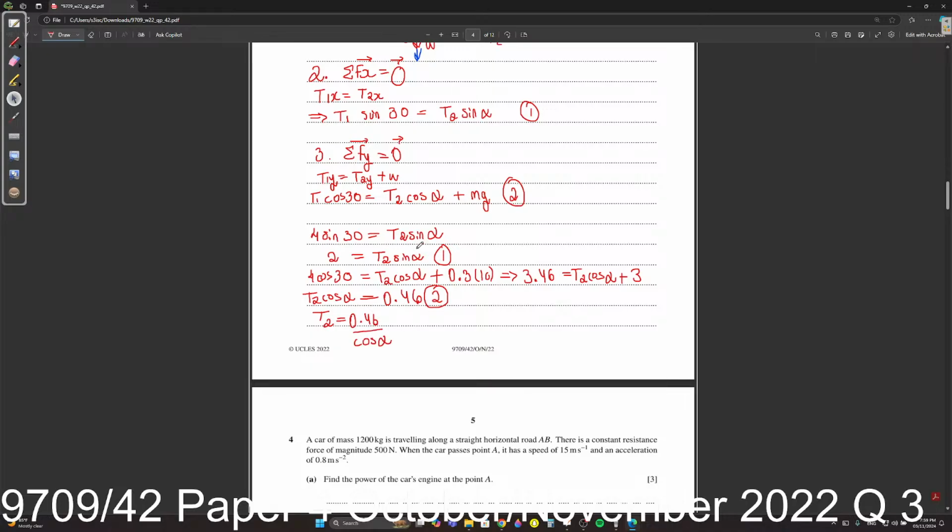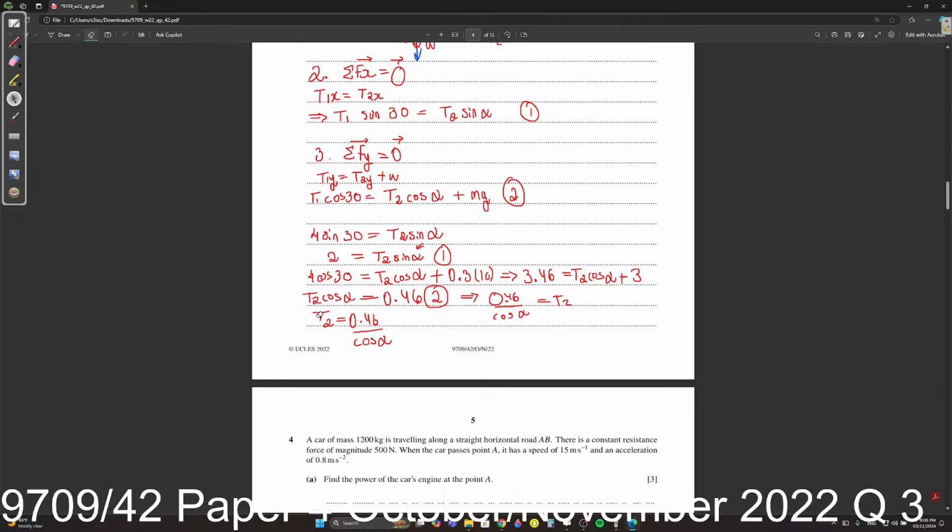So here, instead of T2, what can I put? I can put 0.46 over cosine alpha. Okay, so we got this. Let me move this over here. So you're gonna get 0.46 over cosine alpha is equal to T2, because I just divided by cosine alpha on both sides.